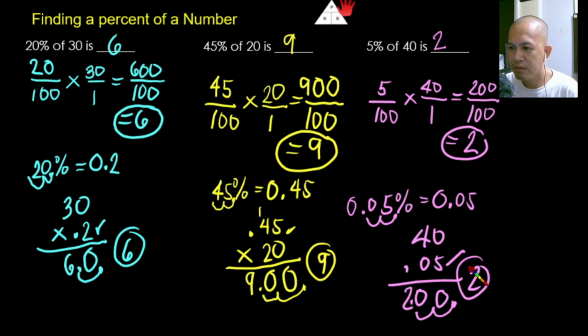That is how we're going to find the percent of a number using the two ways, by changing the rate into a fraction or by changing the rate into a decimal.